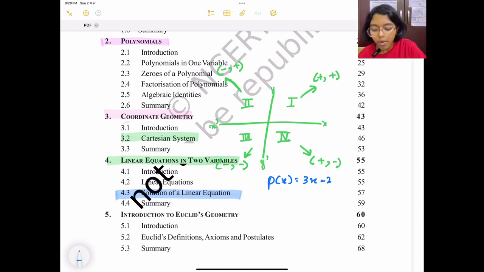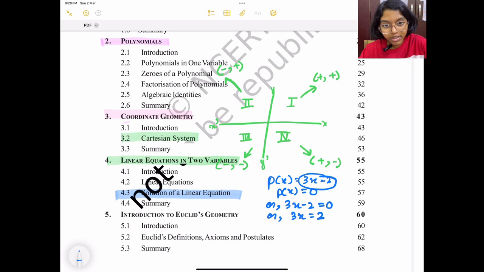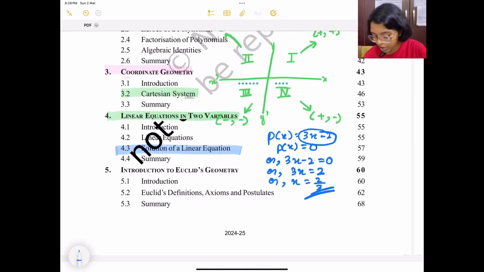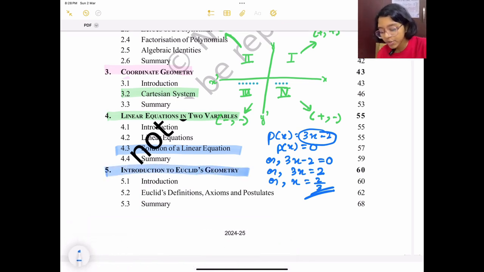How do you do it? P of x is equal to 0. So 3x minus 2 is equal to 0, or 3x is equal to 2, right? We have transposed the minus to the other side. So x is equal to 2 by 3. Clear? Very, very simple. This is mainly what we have in linear equations in two variables. It's very simple, okay?